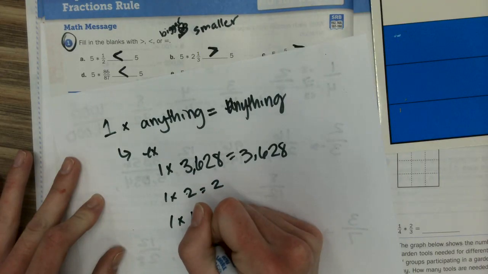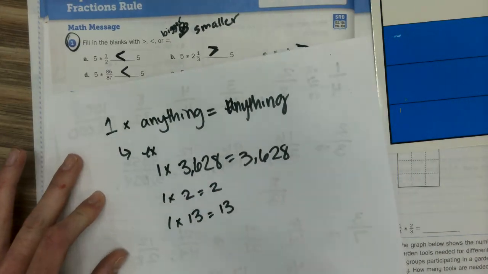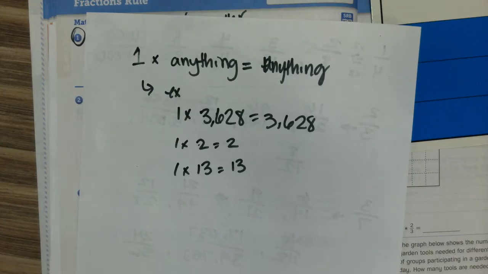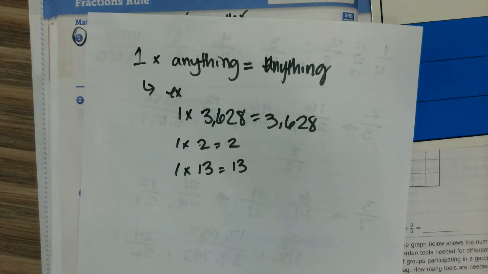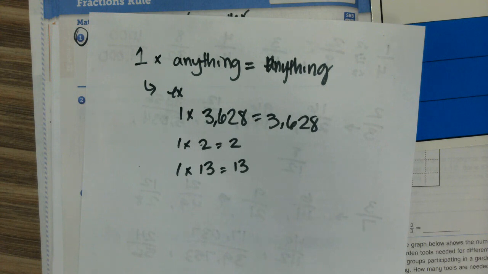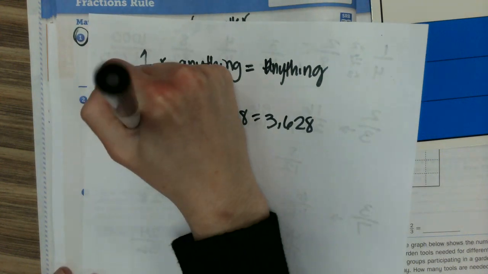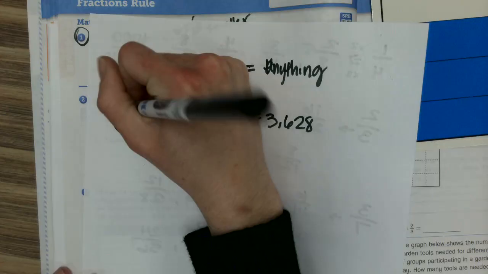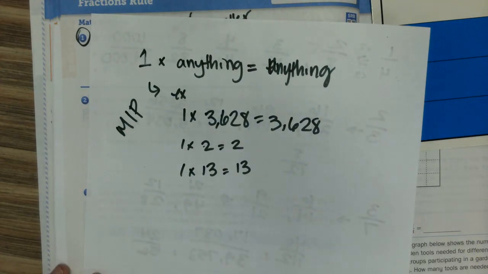1 times 13 equals 13. I'm just writing 3 different examples down so you get the point. 1 times a number is going to give you that number. Tyson, you can do like 1 times x equals x. That would work too. I just want you to have that written down somewhere. That is the multiplicative identity property, MIP.